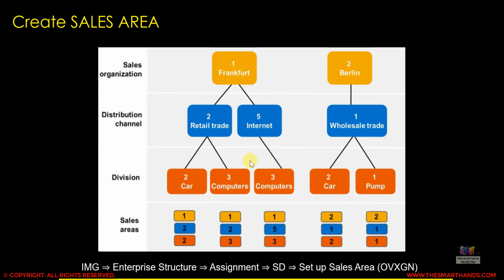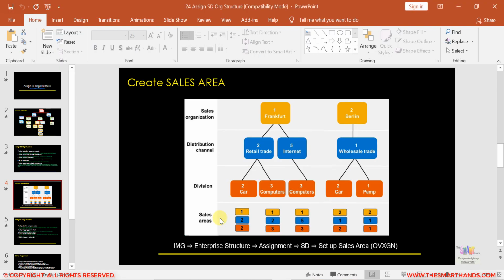If we have something like this, the user will be able to select only these sales areas when they create the sales order or sales transactions, but they will not be able to create anything outside these sales areas. If somebody tries to select 1, 5, 2, for example, which is not here as a combination, they won't be able to select it. The system will show an error. Let me show you this sales area.